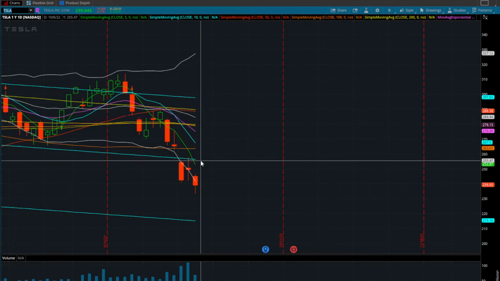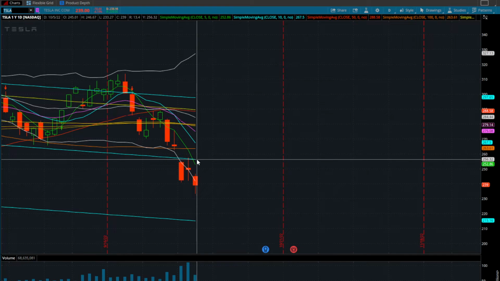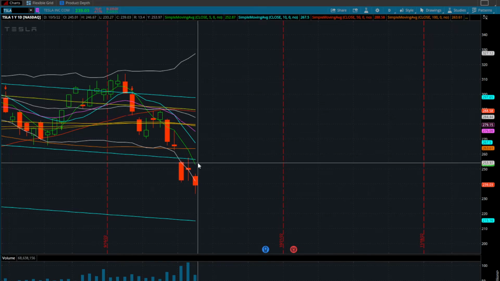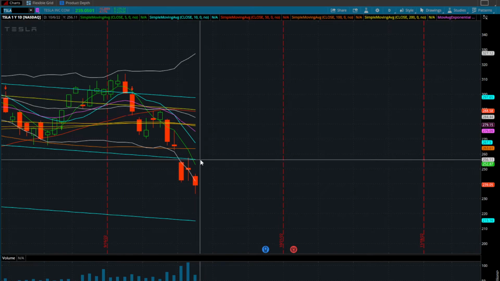If we do close over the 5-day moving average, just keep in mind that we do have the next supply zone sitting at around 256. So that range could get a little bit choppy in there, maybe take 1 or 2 days to confirm. Now the bigger macro trade is going to be over 256, 257. And from there, we have around 10 points worth of room into our next major supply zone.